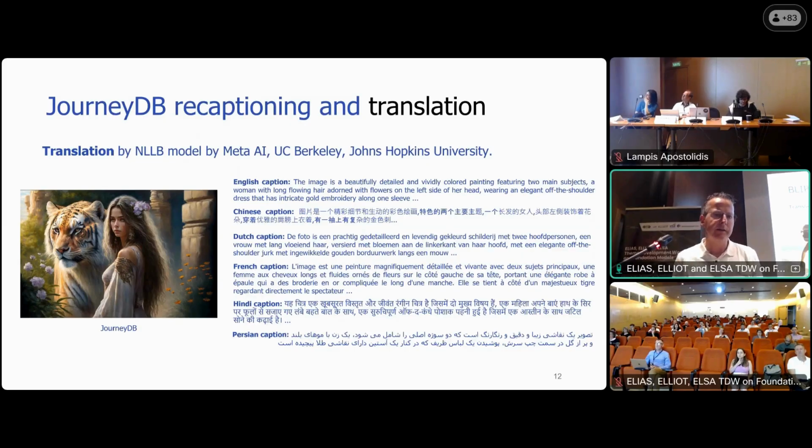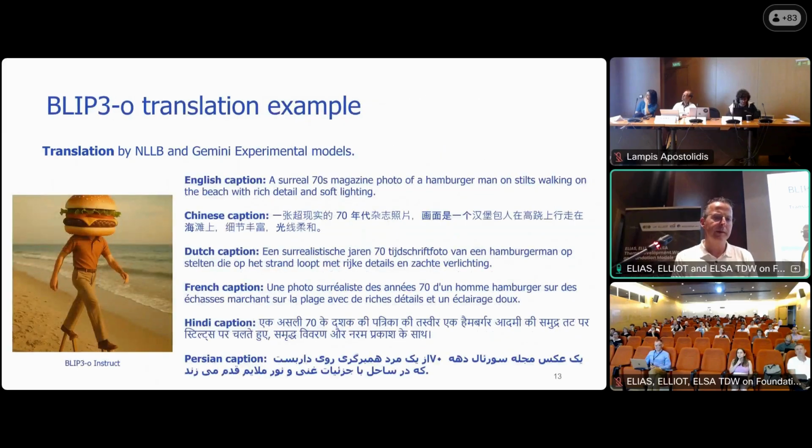And last but not least, we also used BLIP3 instruction tuning data. This is high resolution, high quality data that is synthetic and also helps for getting a good variety in the dataset. What we did here, we took the existing English caption and we translated again with this NLLB.